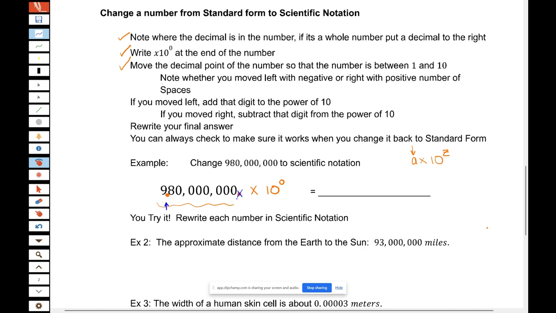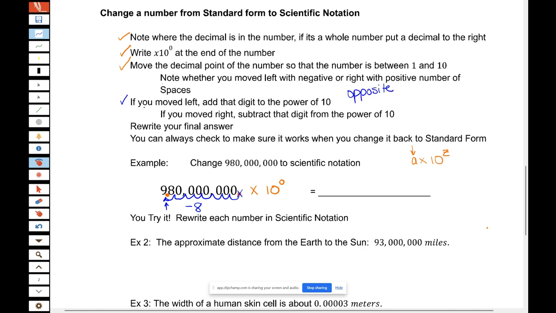Now we're going to note how many places we moved it. Well, we moved it to the left. 1, 2, 3, 4, 5, 6, 7, 8. We went left 8 spaces. It's very important that you write that below. And if you move left, make it negative. If you move it right, make it positive. Because after you move the decimal and you note how many spaces, that's going to be the power that goes up here, except you do the opposite.